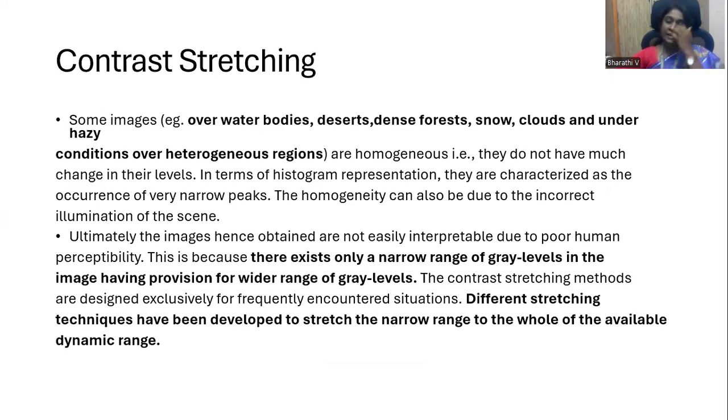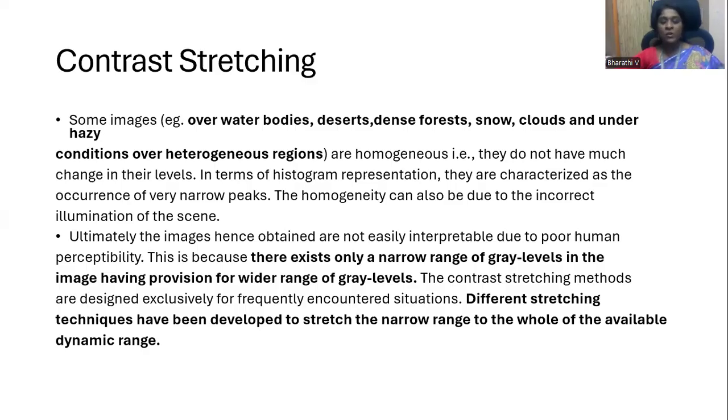So what is contrast stretching? For example, we have certain images of dense forest, snow, or clouds. In those conditions, you cannot find out what is what. So you have to enhance the images, either increasing or decreasing the contrast or sharpness or the edges, to achieve precise clarity of the edges. We have to enhance the characteristics of the image.